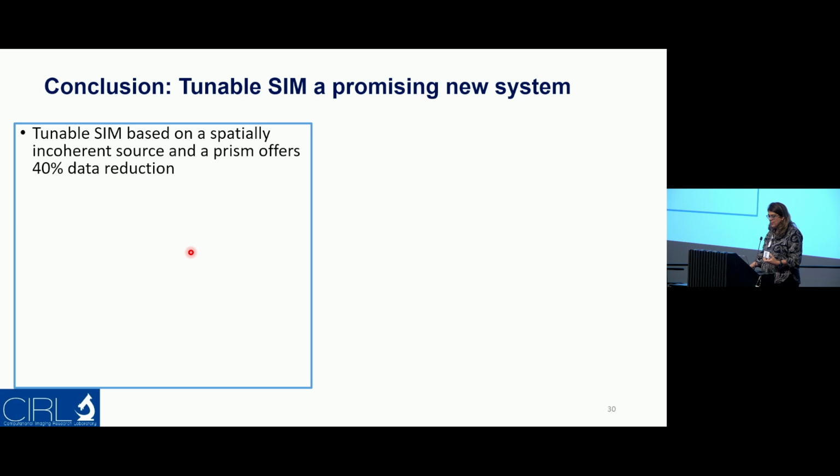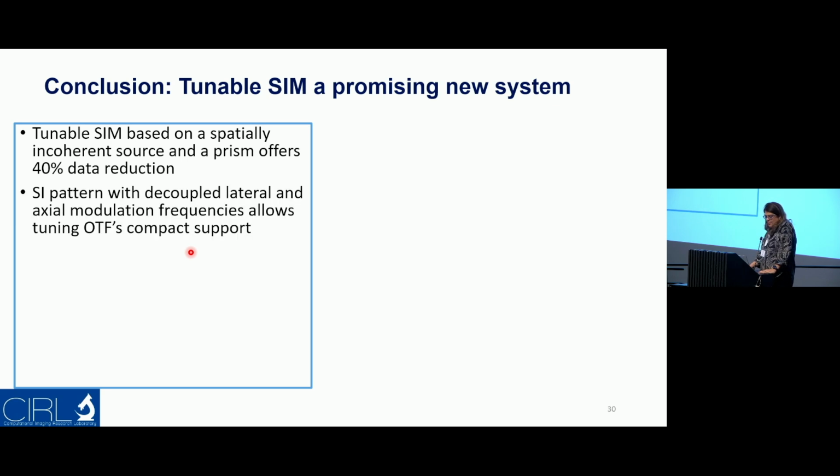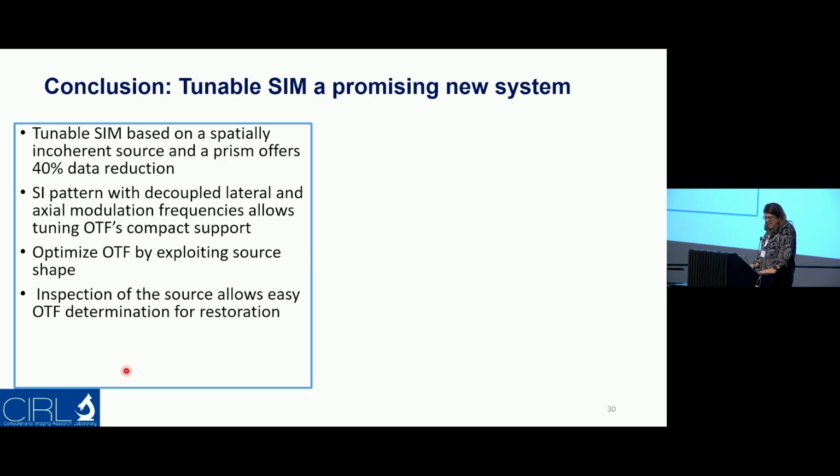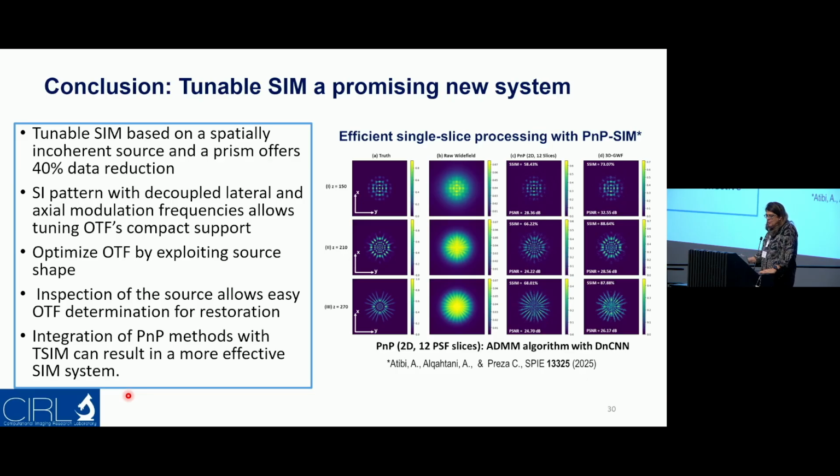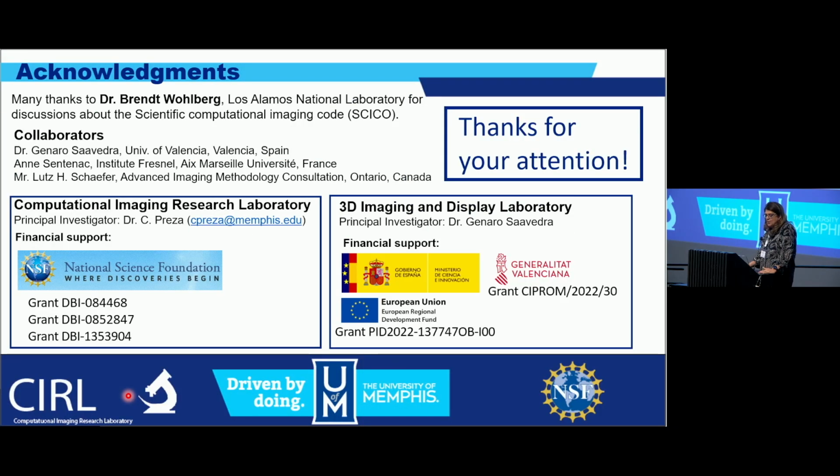So in conclusion, I talked about a tunable SIM approach that gives you 40% data reduction. You can engineer your optical transfer function, and you can determine the visibility easily by inspecting the source, and by integrating new methods like plug and play, you can have a more efficient SIM system. So I want to thank my collaborators and the developers of the Psycho library, our funding, and your attention. Thank you very much.